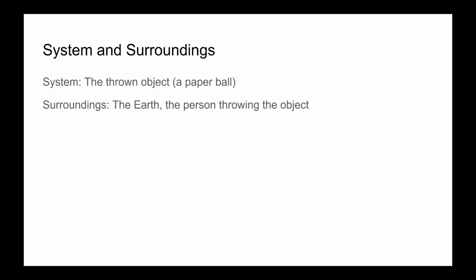So the main ideas involve movement and projectile motion with and without drag. We're trying to see the effect of drag on the motion of an object. The system is the thrown object, which in this case will be a paper ball, and the surroundings include the earth and the person throwing the object.